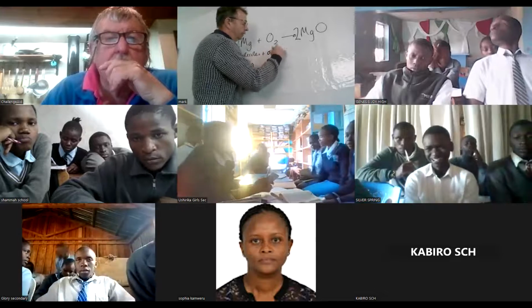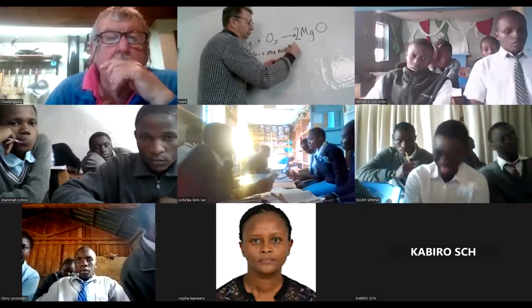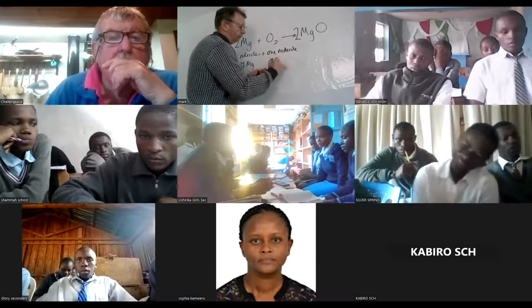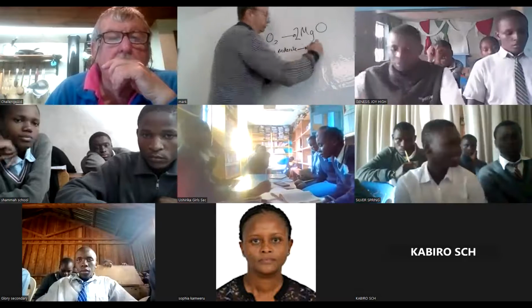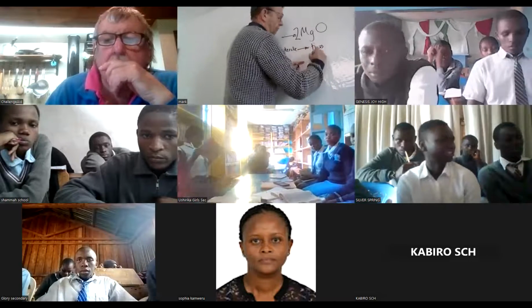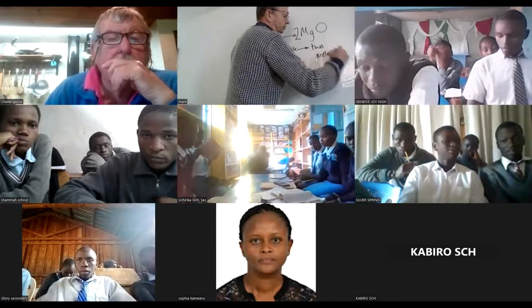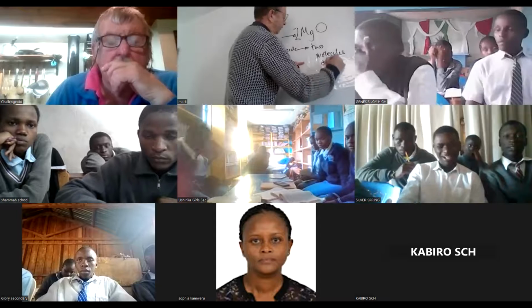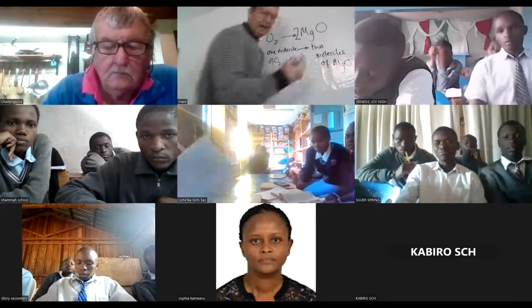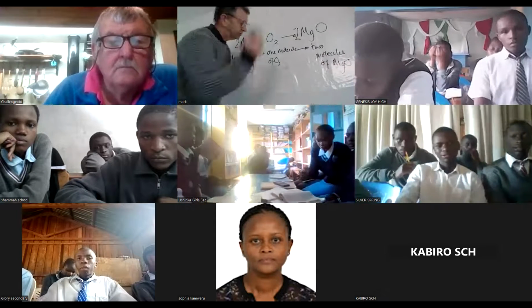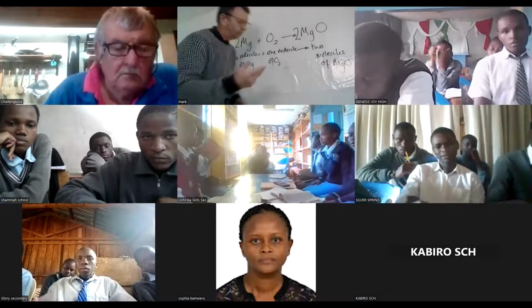1 molecule of O2 turns into 2 molecules of MgO. Now everybody knows that. That's simple. That's not Form 4 chemistry at all.